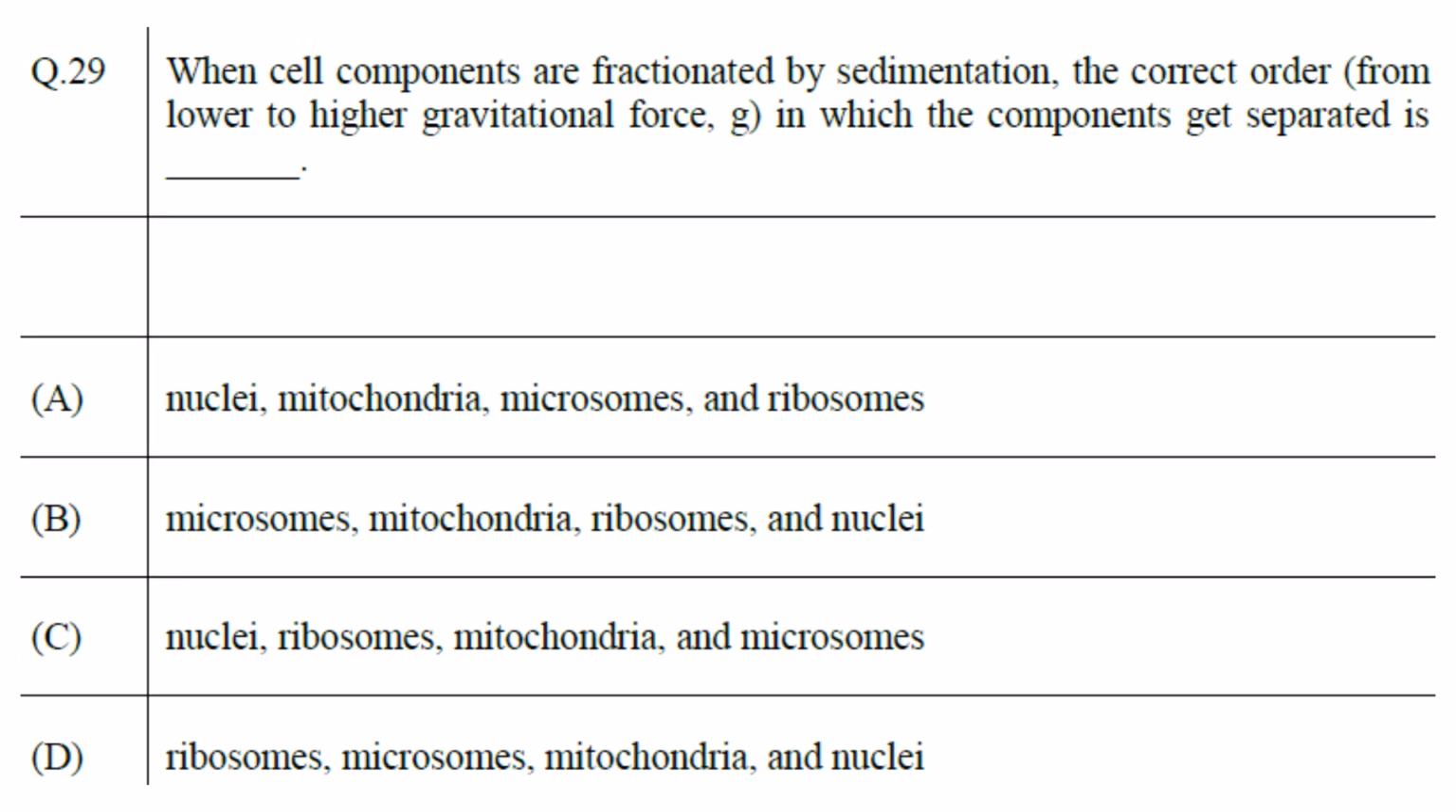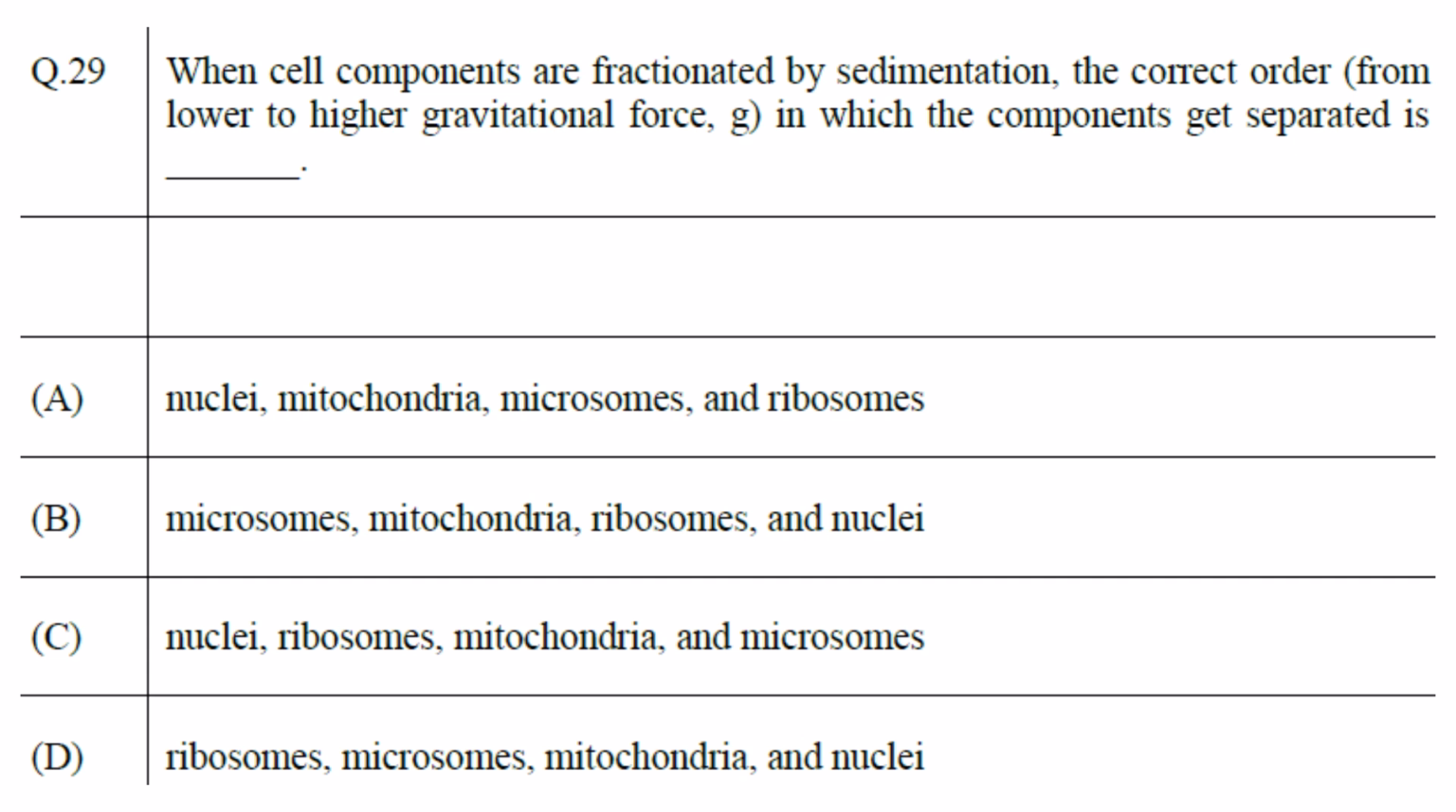Then next one. When cell components are fractionated by sedimentation, what is the correct order, from lower to higher gravitational force, in which the components get separated? During sedimentation, the order of separation will be based on size and density of the cell. The largest and densest out of the given options is your nuclei. So first will be nuclei, then the last one, which is the smallest and least dense, will be your ribosomes. If you see option 1, nuclei is the first one and ribosome is the last. So most probably that must be the answer, but we will see.